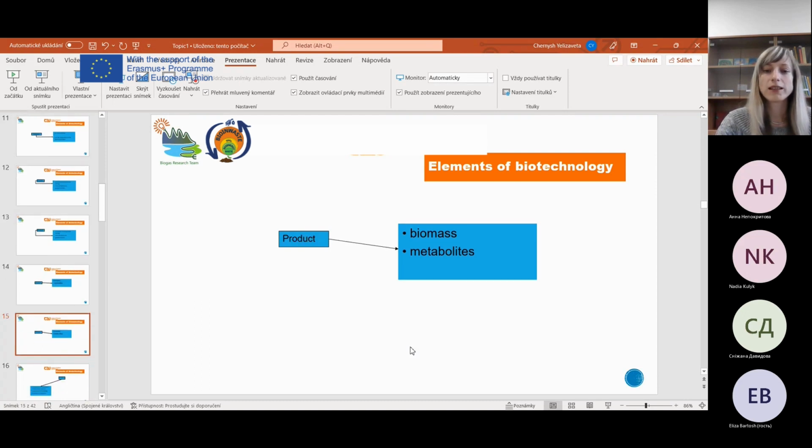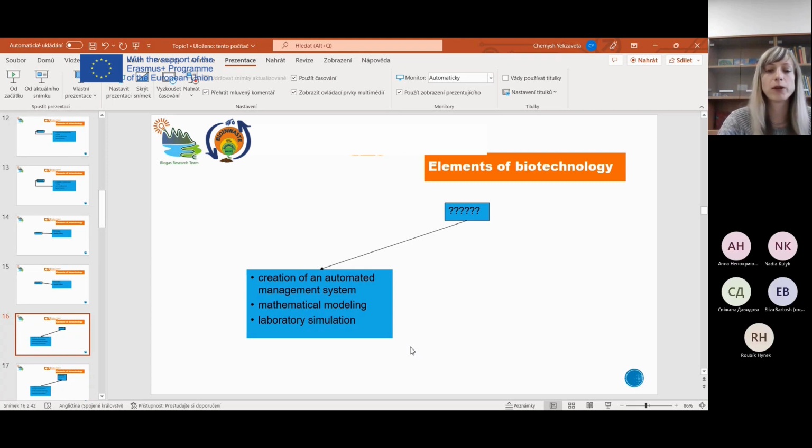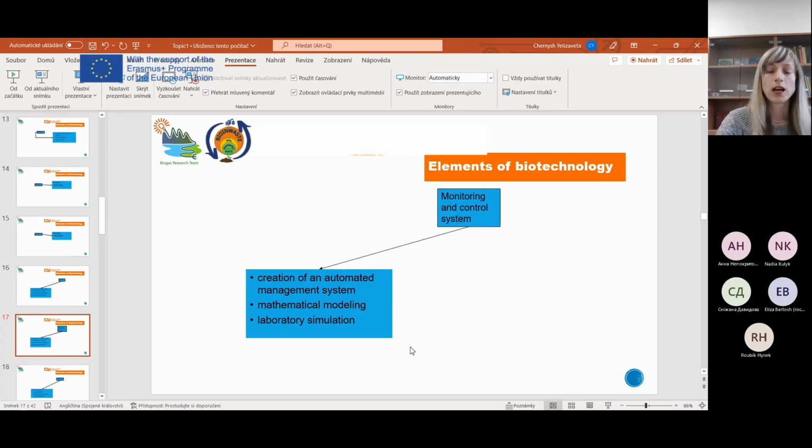As you see, this is the product. This is the byproduct that we get from biotechnology. It's very important for us. The next element of biotechnology is creation of automatization systems, mathematical simulation, laboratory simulation. These are also important elements for biotechnology.